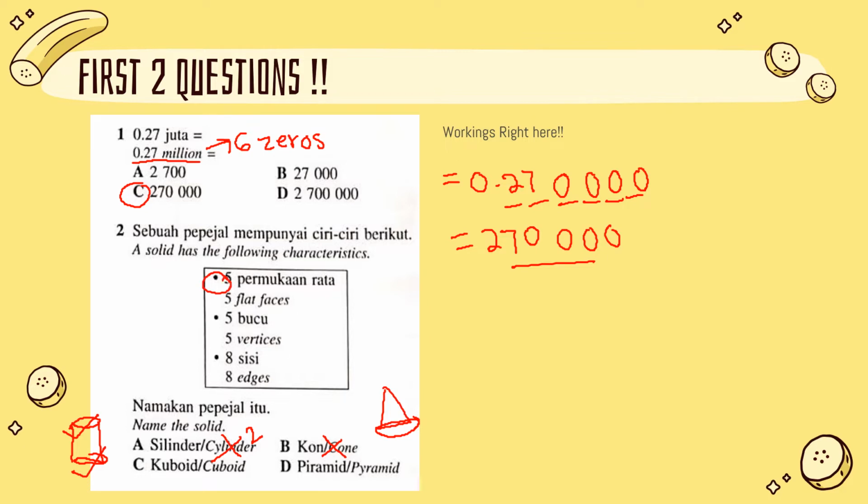Next is cuboid. Let's draw a cuboid and see. Are there 5 flat surfaces? Well, here's 1, 2, 3, 4, the back one, 5, and 6. So automatically we know cuboid is not the answer. Without even seeing the other characteristics, we already know that pyramid is the answer. So this is a tip for saving time in maths paper 1.